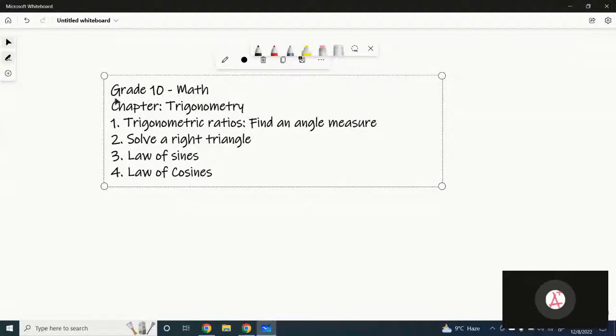Okay, so you must know when to use the law of sine and when to use the law of cosine. Got it? You can use the law of sine when you are given two of the sides and one of the angles, or when you are given two of the angles and one of the sides. But in case of law of cosine, you must be given two of the sides and the angle the two sides make. Got it? So keep this very important in your mind.